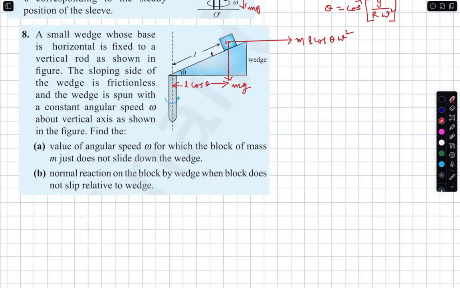What do you want? No relative sliding along this incline. Resolve this into components further. This is again theta. So m l cos theta omega square, component cos theta, is equal to mg sin theta component. Done. What do you want? Omega. Cancel terms: cos square theta, sin theta.